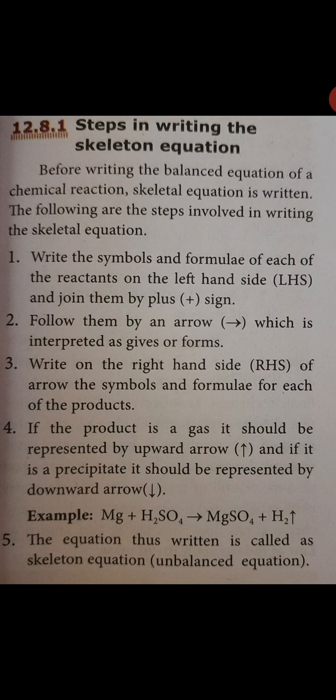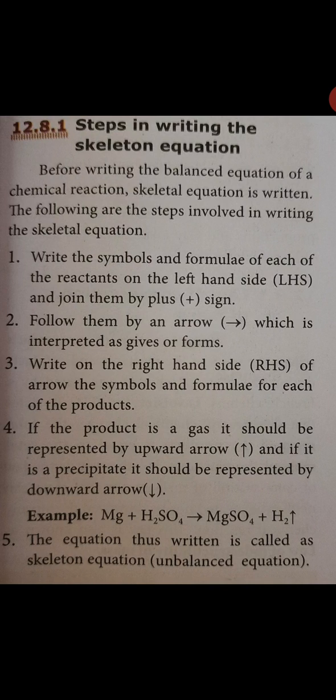In that, if the product is a gas, it should be represented by an upward arrow. And if it is a precipitate, like curd or something, it should be represented by a downward arrow. Here they have given Mg plus H2SO4 gives MgSO4 plus H2, and the hydrogen gas is shown with an upward arrow.